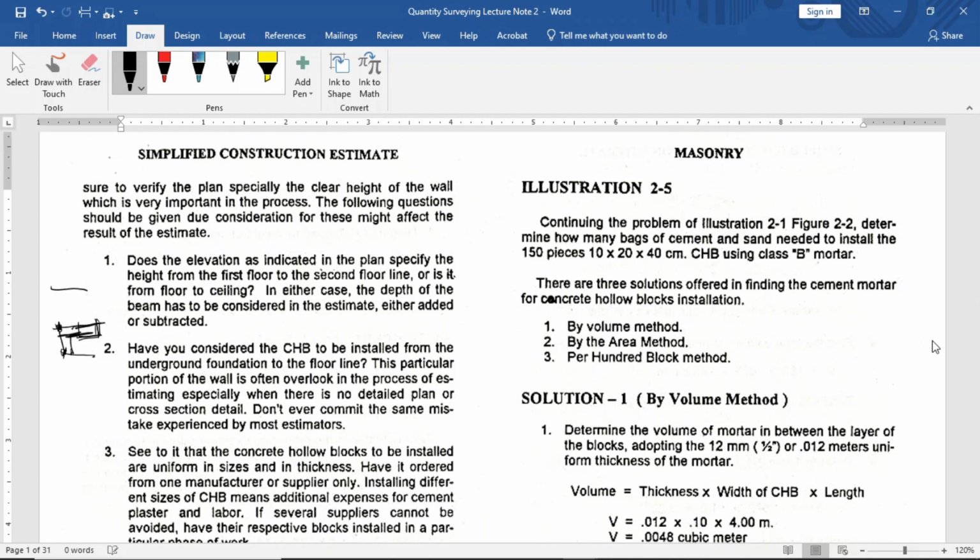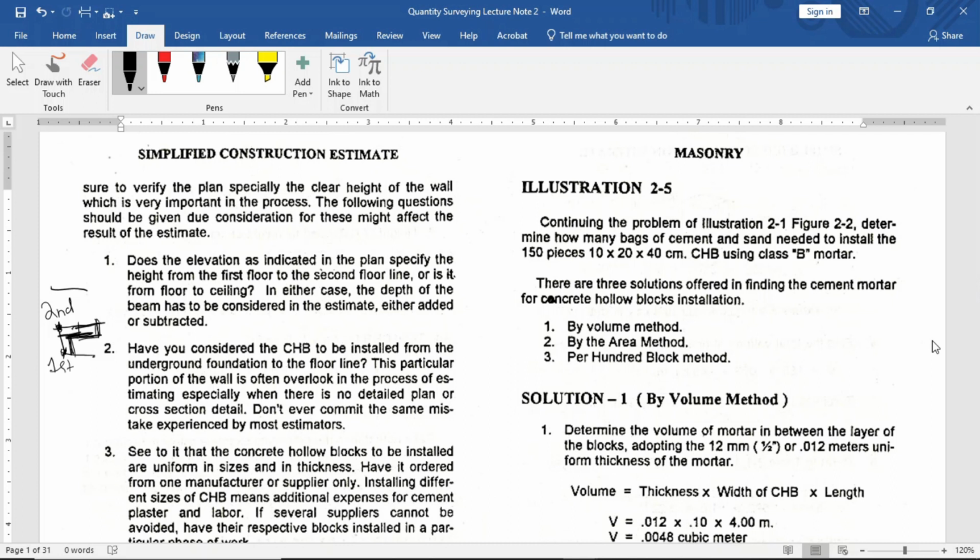Kasi ito yung second floor line natin, tapos ito yung first. So kung ito yung ceiling, syempre, kung hanggang dyan lang ceiling, makikita dapat yung beam natin. So it's either added or subtracted. So number 2, have you considered the CHB to be installed from the underground foundation to the floor line?